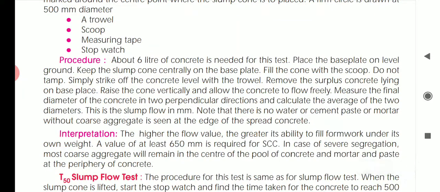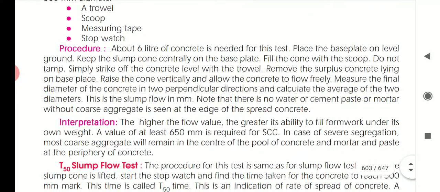Measure the final diameter of the concrete in two perpendicular directions. When you remove the slump cone, it starts flowing, and to some extent it is going to stop. Once it stops, measure the diameter of the concrete in two perpendicular directions and calculate the average flow of the two diameters. In both directions you measure the diameter and calculate the average diameter using those values. This slump flow in mm is noted.